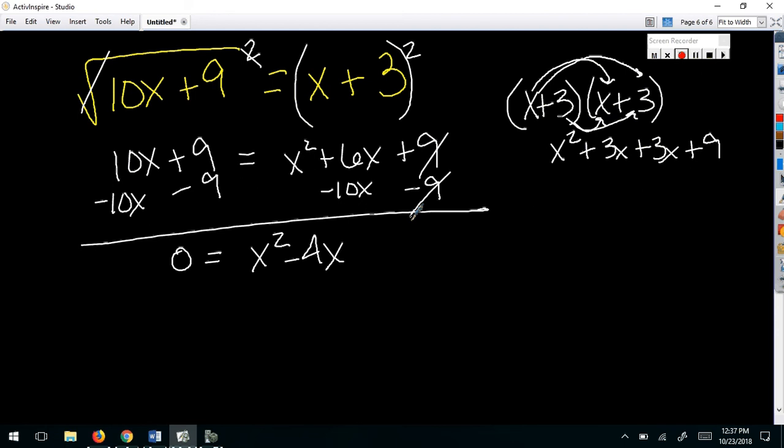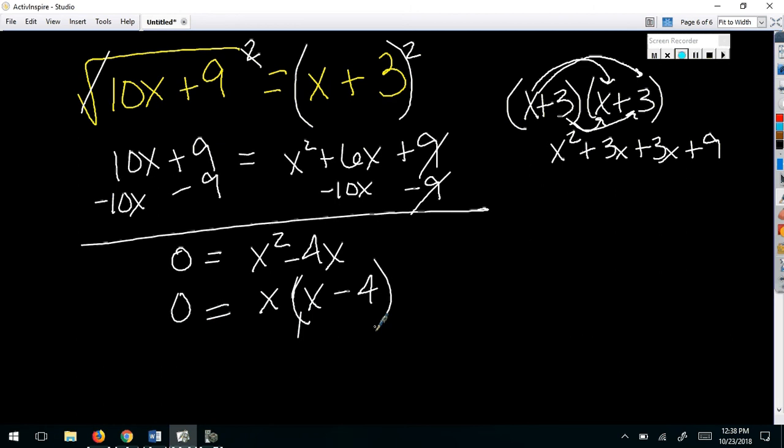I'm not done, because I haven't found the value of x yet. So Sarah said factor out an x, and she's absolutely right, because the first step in factoring is to find my GCF. I have a GCF, and that GCF happens to be x.